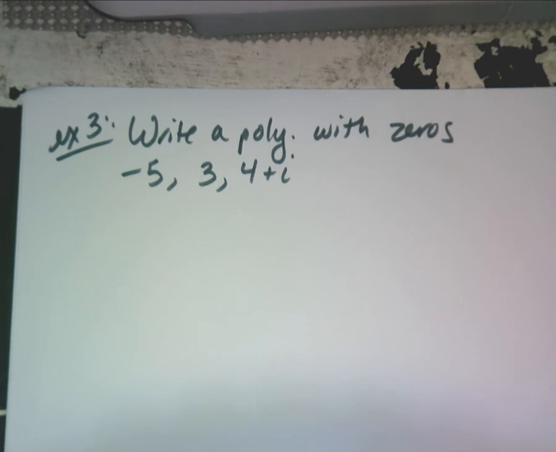We are going to write a polynomial, and I should probably say a polynomial of least degree. I just didn't want to, but that's really what you're finding. Write a polynomial of least degree with zeros that are -5, 3, and 4 plus i. We've actually done this before, but I never gave you one that's complicated. But now I am, because it's fun.